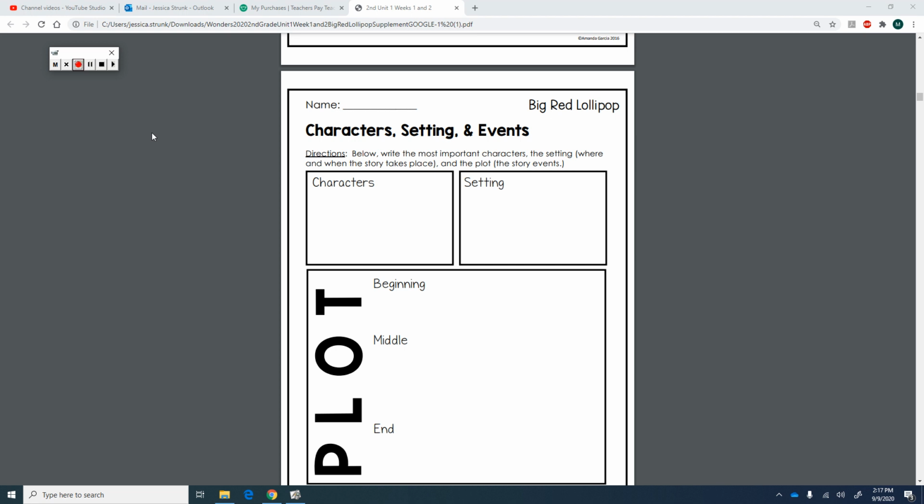Alright, so characters, setting, and events. Since Big Red Lollipop is one of those realistic fiction stories, we talked about how it's a made-up story. It could be real, but it's a made-up story. And all made-up stories are going to have characters, a setting, and the plot. Let me go back so I can write. Here we go. They have characters, a setting, and the plot, which is the beginning, the middle, and the end.